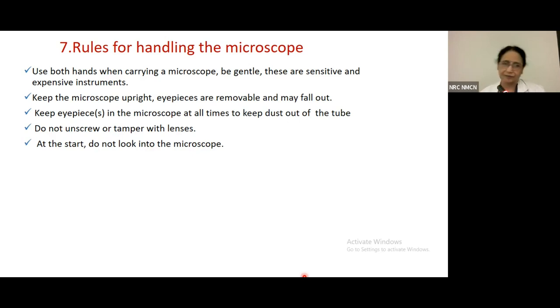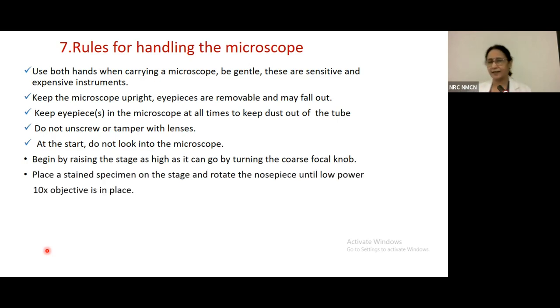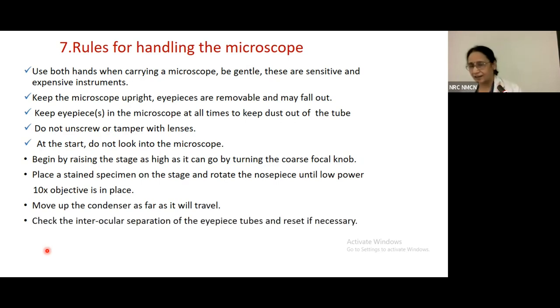What you have to do is begin by raising the stage as high as it can go by turning the coarse focus knob. This I will demonstrate on the microscope. Then you place a stained specimen on the stage and rotate the nosepiece till the low power, that is 10x, comes into place. Then move the condenser up as far as it travels. Then you check the interocular separation of the eyepiece tubes and reset if necessary, because it is different for everyone.